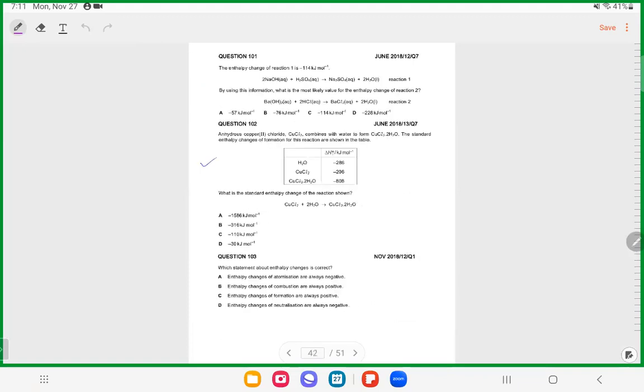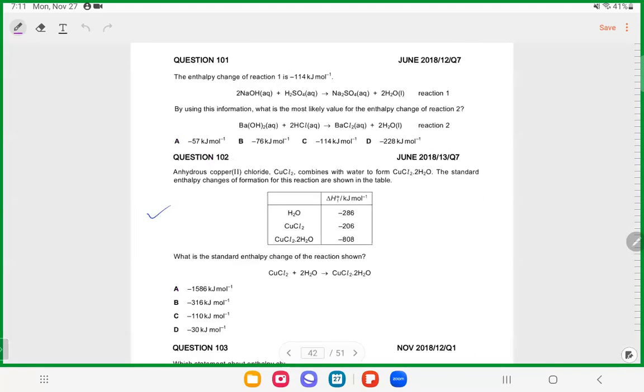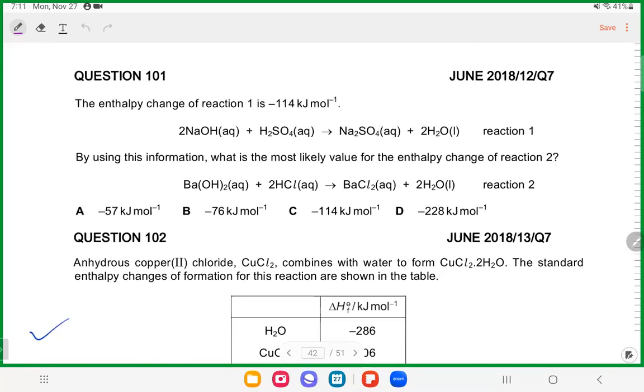Still I'm searching for that particular question. Yes, this is the one. Something about the neutralization reaction, acid and base forming salt and water. The enthalpy change of reaction 1, which is this one, is minus 114 kilojoules per mole. What is the enthalpy change for reaction 2, which is this one? First look at reaction 1 and reaction 2, then tell me what the difference in enthalpy change will be.